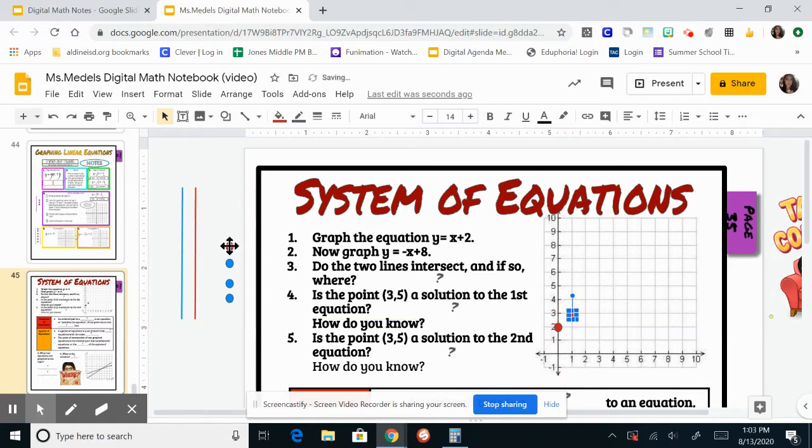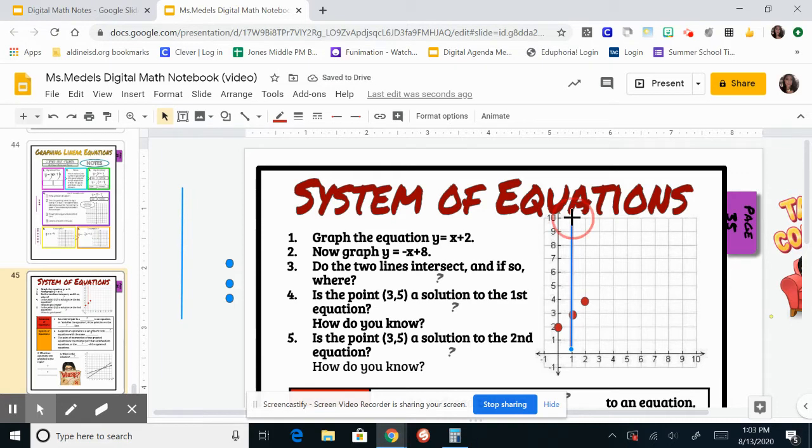I'm going to take my third dot, and I am going to do the same. From this point, I'm going to go up 1, over 1. There we go. So I need at least 3 dots. Now, once I have my 3 dots, I can take my line and I can adjust it. That means I can take this and kind of tilt it. So I'm going to place this at the point 2, and it is going to go through my dots. Okay, so that is my first equation.